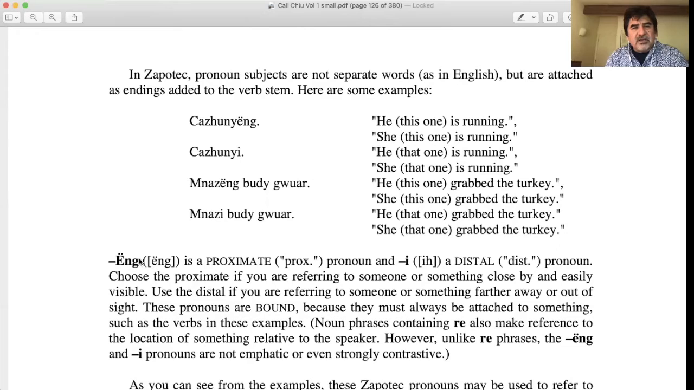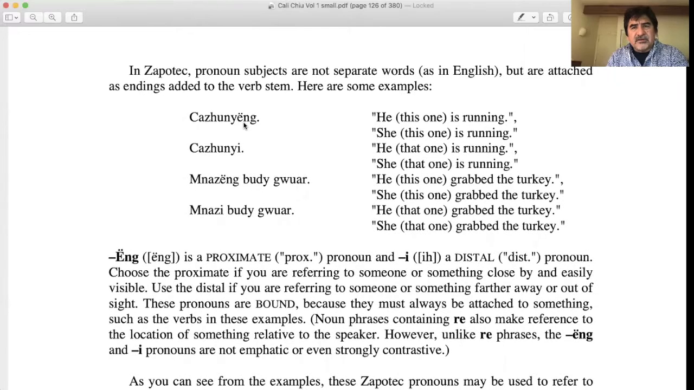So it's this, or proximate to you, and then the i is distal, it's away from you. Sometimes you can even use that when you don't feel any affinity to that person, like you don't feel close to that person and you want to distance yourself from that person, so you use the i. And the way that they work is like in this example. As I said, they're bound pronouns and they are attached to the verb.